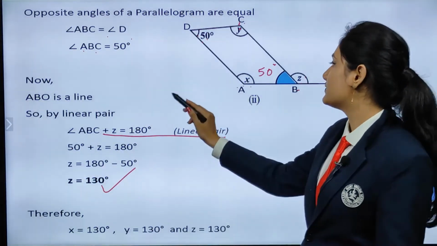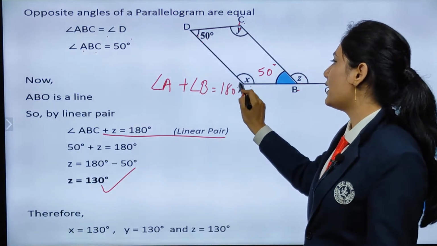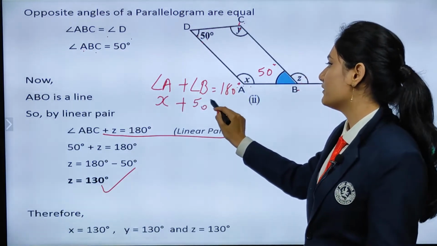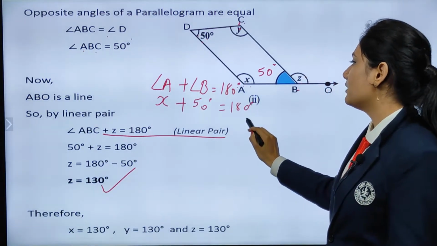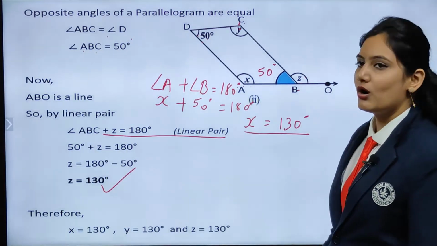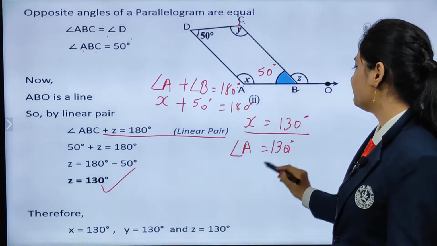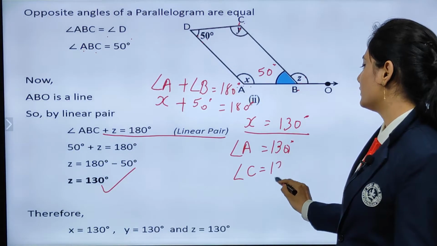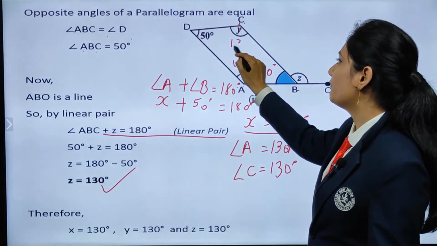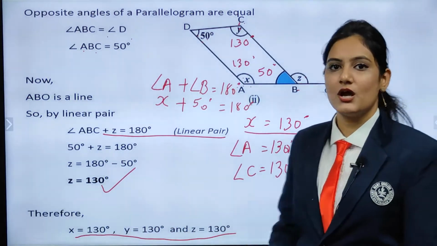How did you get it? See here, angle A plus angle B is equal to 180 degree, as it is supplementary. Angle A is x, plus 50 is equal to 180. So angle x is equal to 130 degree. X is what? Angle A. Angle A is 130 degree, so angle C will also be 130 degree. Therefore the value of x is 130 and the value of y is also 130 degree. So these are the values for this question.